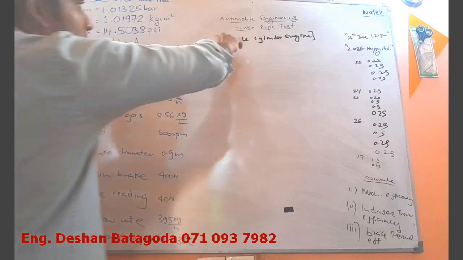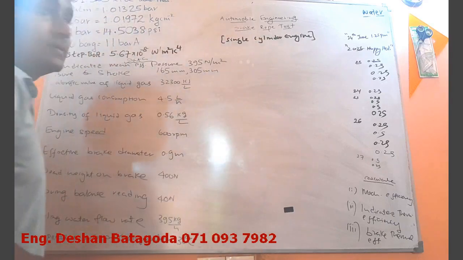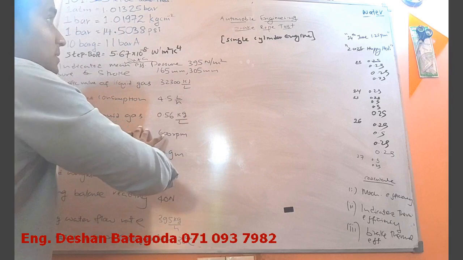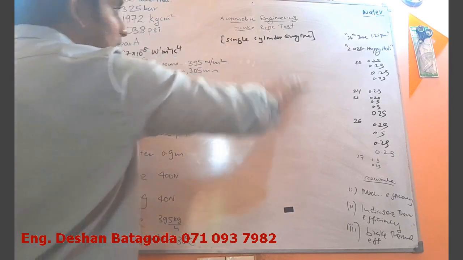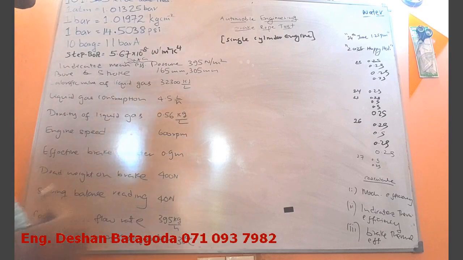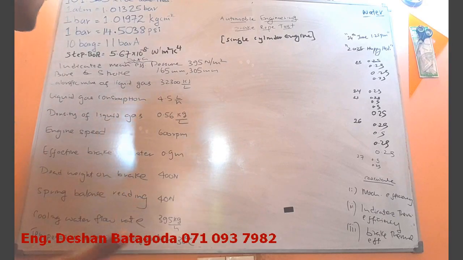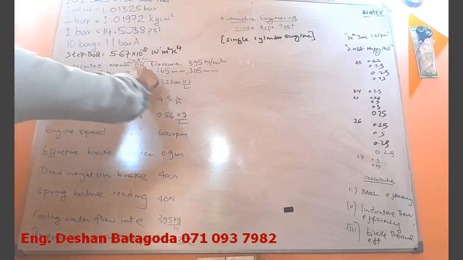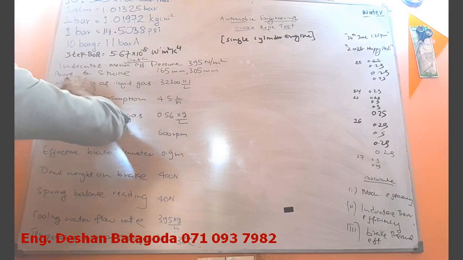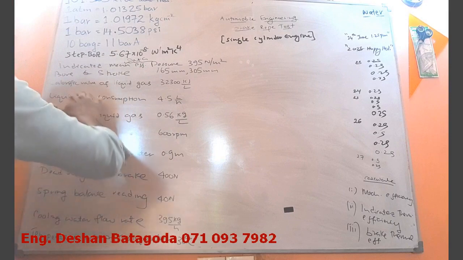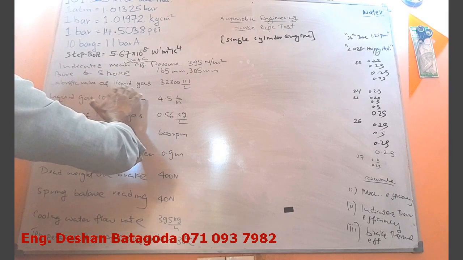So now this is related with the brake rope test. This problem is based under the brake rope test for a single cylinder engine. So now let's quickly see what the given data are. Indicated mean effective pressure is given, bore diameter and stroke length are given. Then the calorific value of liquid gas is given.